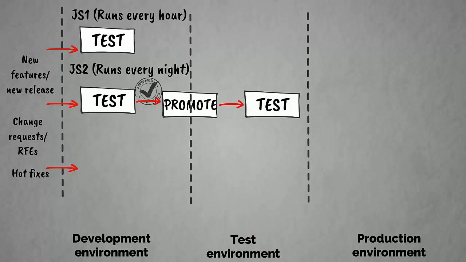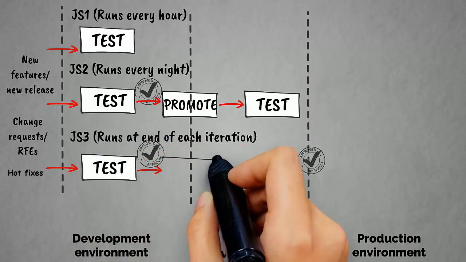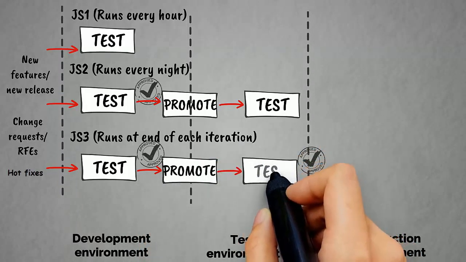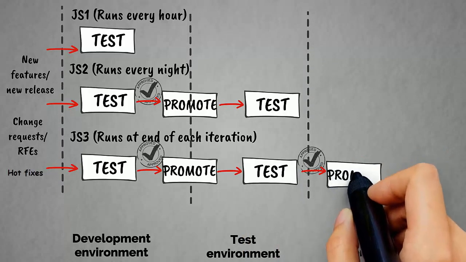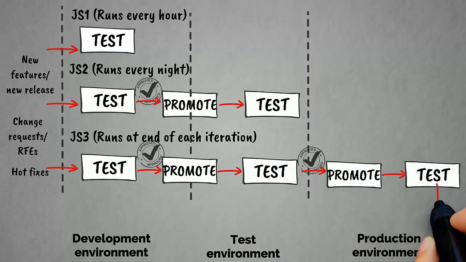A third job stream, JS3, runs at the end of each iteration and automatically tests and promotes, after approval, into the test environment, and then again in the production environment. Finally, a job that performs a rollback if the test job fails.